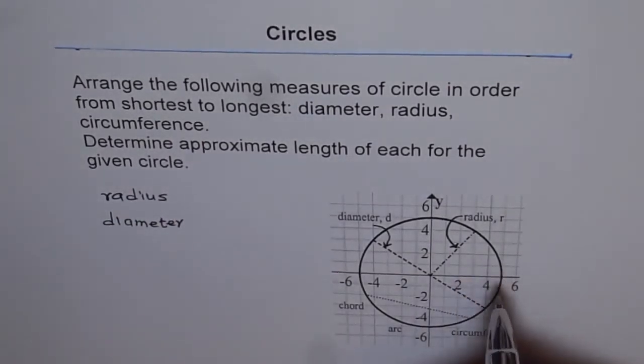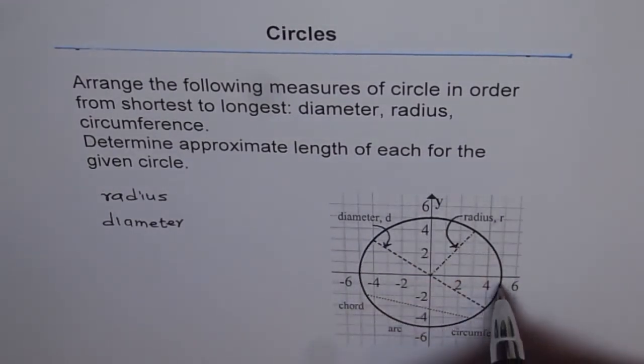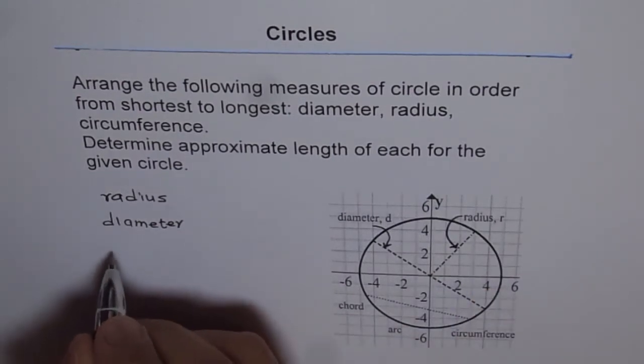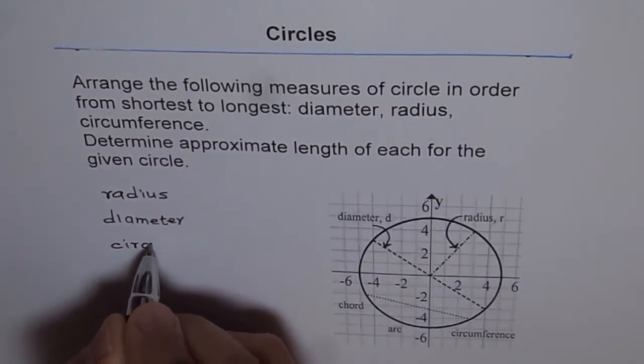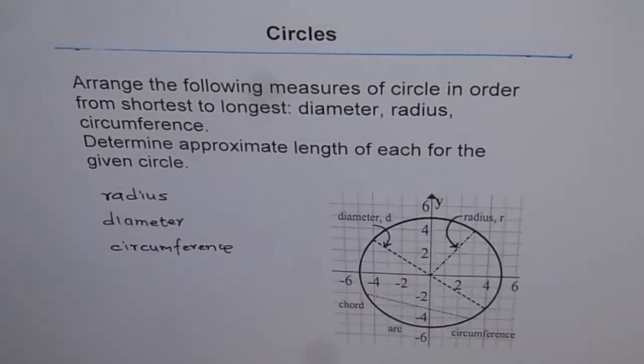And of course circumference. Circumference is all along the periphery of the circle, right? The perimeter of the circle, the outer boundary of the circle. The length of that boundary, or the perimeter of the circle, is circumference, right? So that is the order in which they are from shortest to longest.